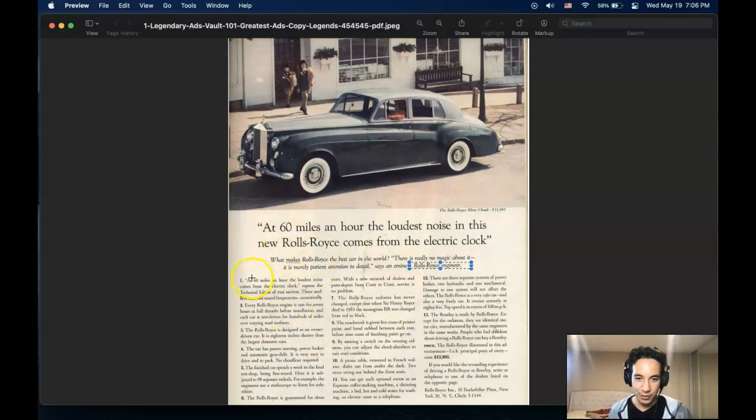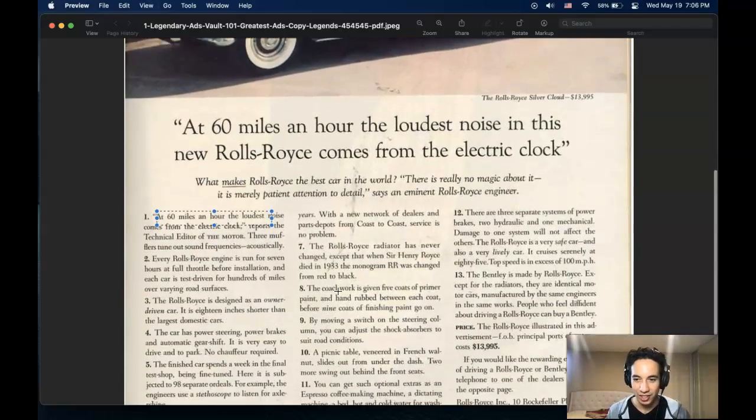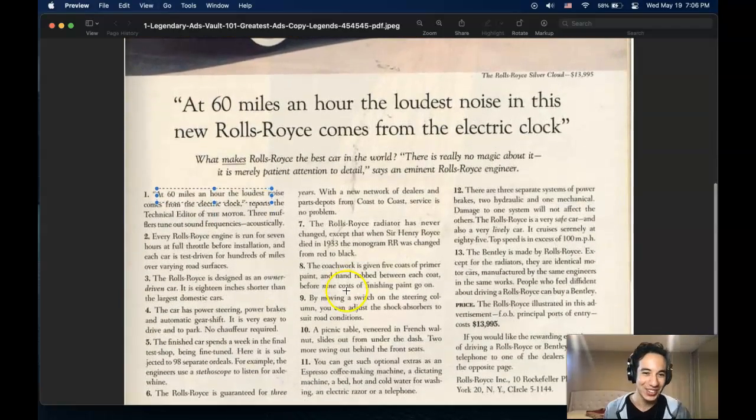Right, let's go to the first bullet point here. Let me zoom in so that you can actually read it. It says, reports the technical editor. So they start out with some sort of social proof, some sort of social authority. All right, they go from the exact same headline that's getting read, and they're quoting where it's from.